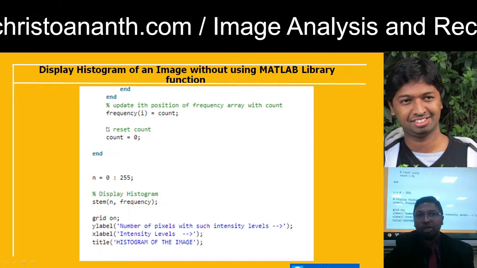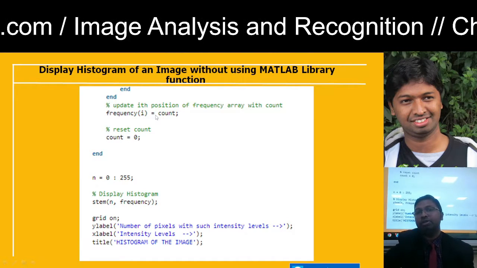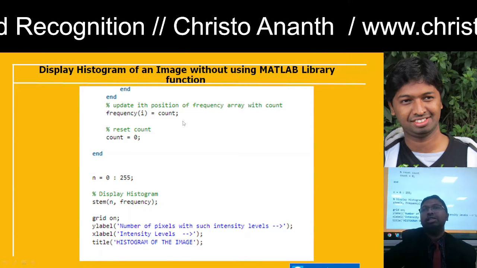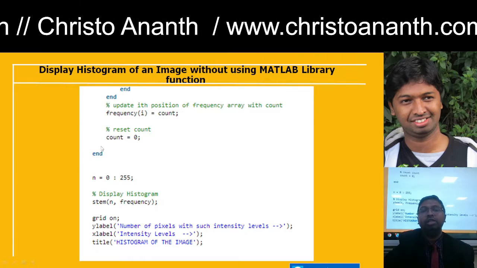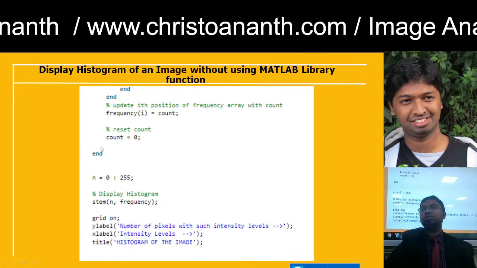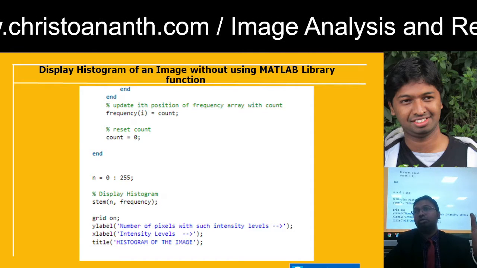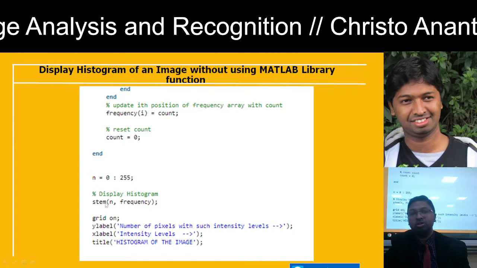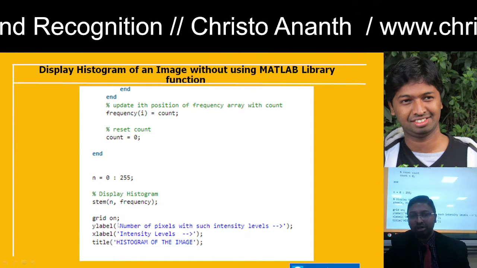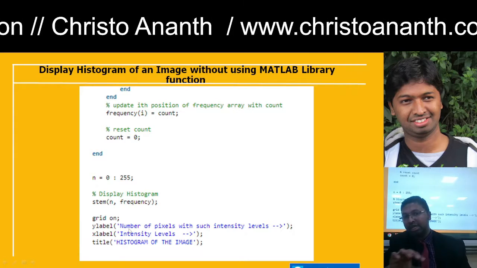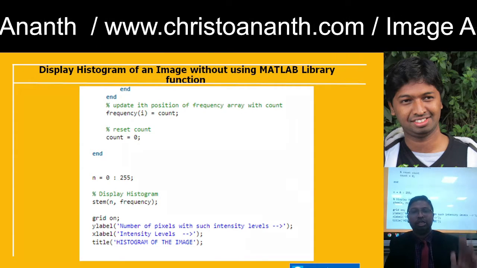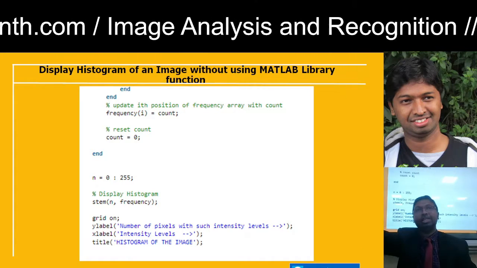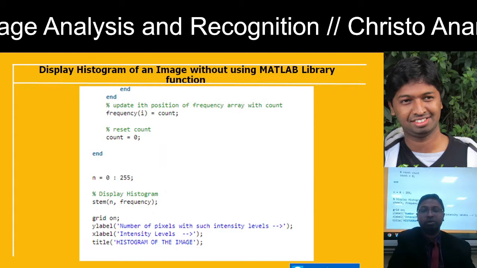So end all of this, and then you update the ith position of the frequency array with the exact count. So frequency of i is equal to count, and you reset the count to 0. So count is equal to 0, then end. Our actual limit is from 0 to 255, so n is equal to 0 to 255, and you display the histogram. So stem n comma frequency, grid on. The y label is the number of pixels with such intensity levels, and the x label is the intensity level. The title is histogram of the image.